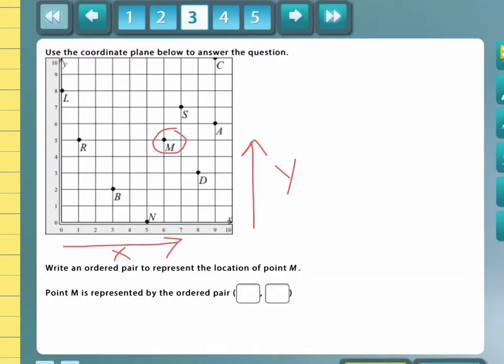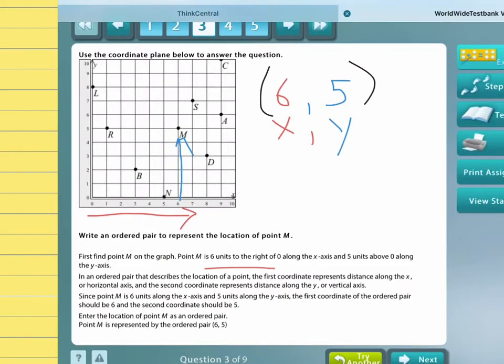Plotting point M. Start at the origin, 0, 0. Move over 6, and then up 5. So the point should be located at 6, 5. And here's Think Central's answer. Again, x first, y second: 6, 5.